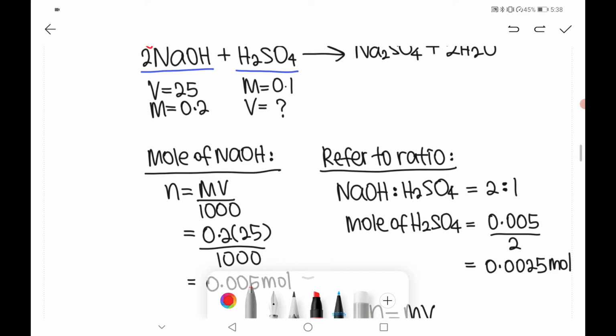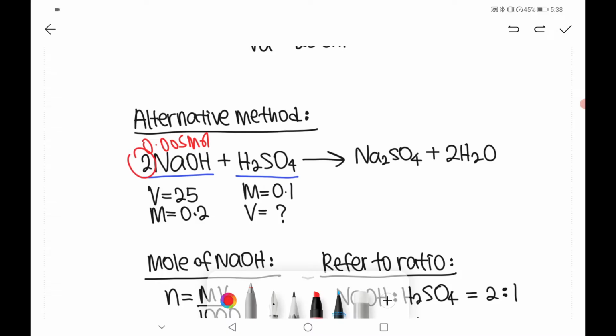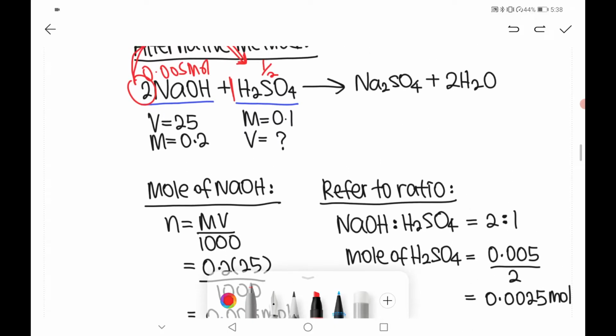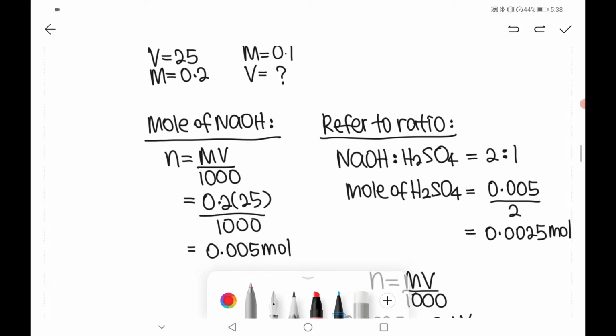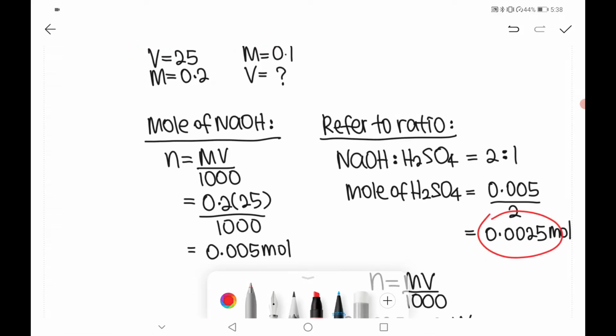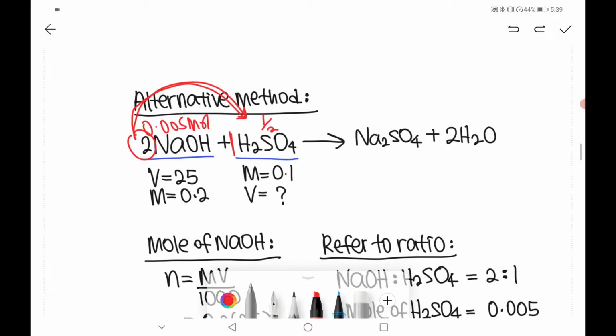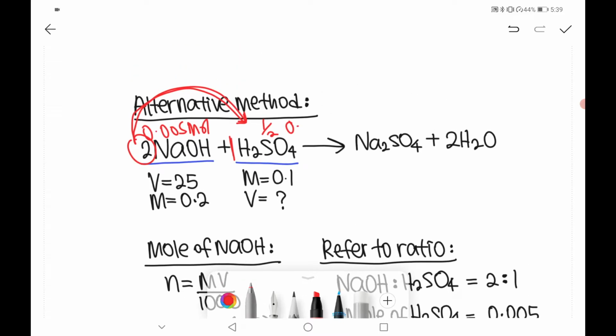So 2 to 1 means what? 2 to 1 means this. So this is 2, this is 1. So when 2 goes to 1, it becomes half, right? So the mole of sulfuric acid is half of 0.005. Okay? So you take 0.005 divided by 2. So from here, you know the mole for the acid is 0.0025. By doing ratio, now you know the mole of the sulfuric acid.